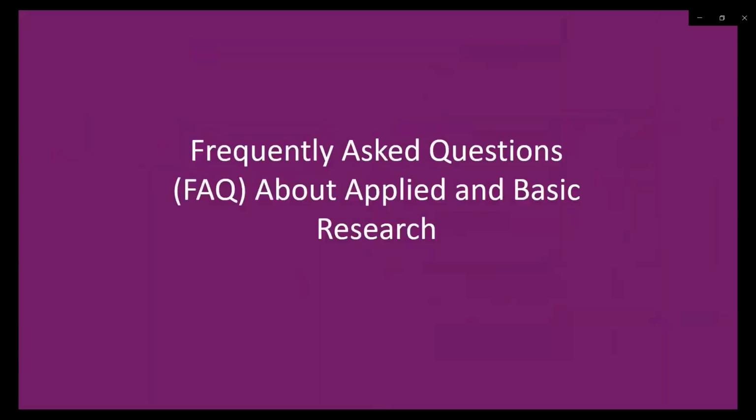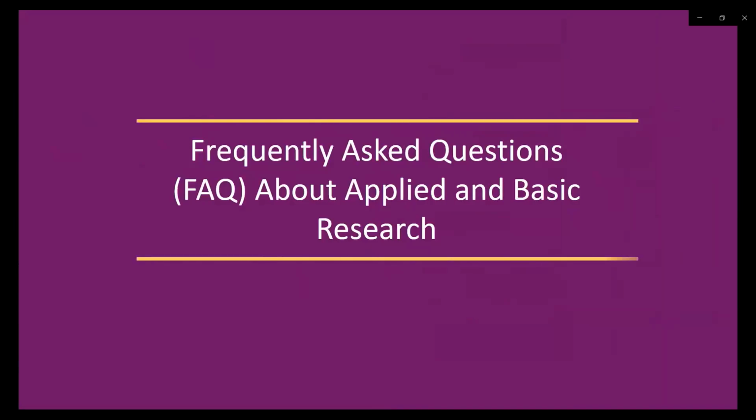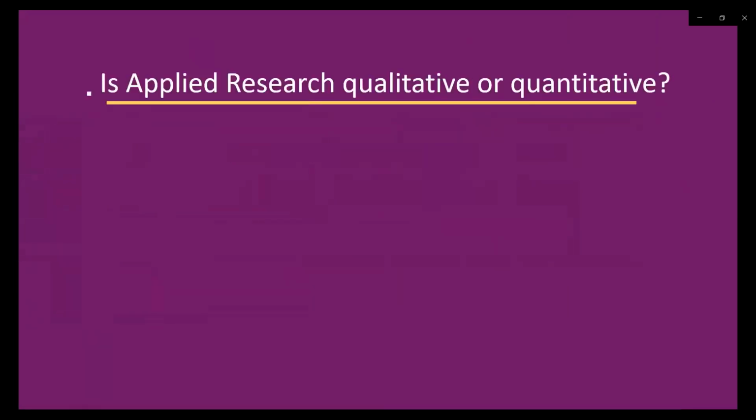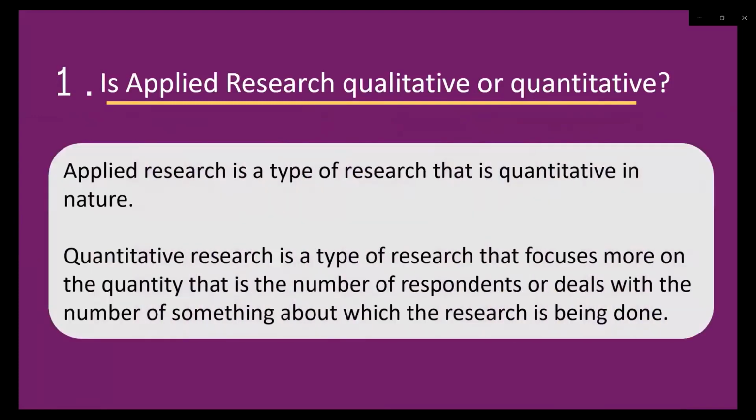Frequently asked questions, FAQ, about applied and basic research. Is applied research qualitative or quantitative? Applied research is a type of research that is quantitative in nature. Quantitative research focuses more on the quantity, that is the number of respondents, or deals with the number of something about which the research is being done.